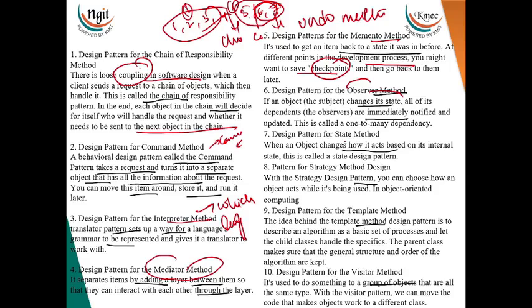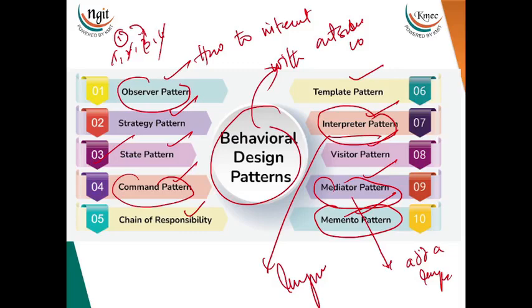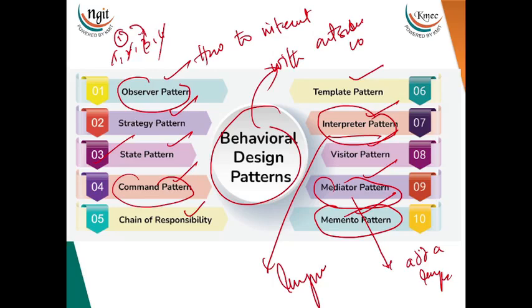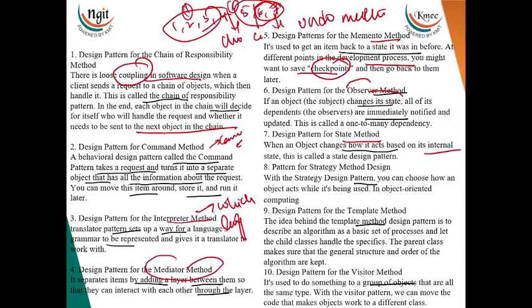Design pattern for the state method. How to act based on all internals. Internal means what are the internal things going on. What are the internal things? What is this one? The state method. State method is this one: how the internal things are going on.